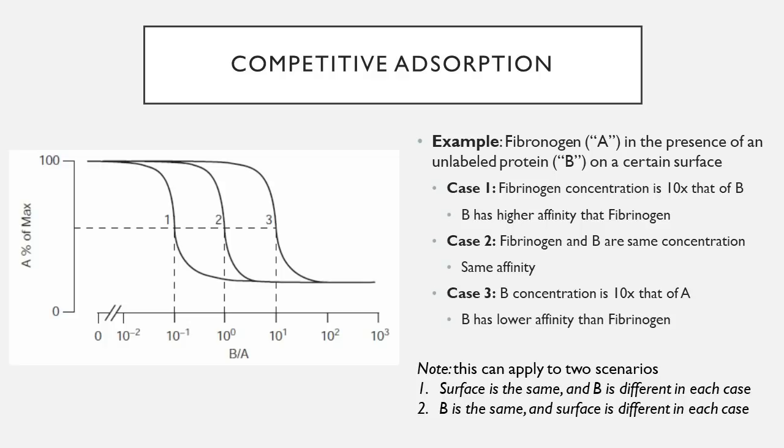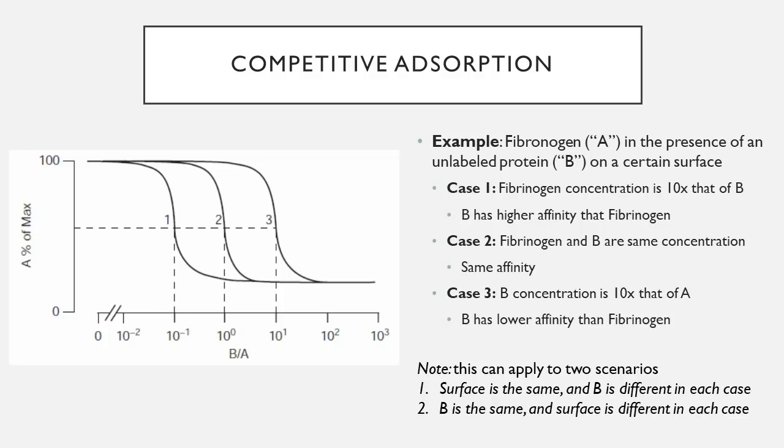Now, the number you want to isolate here is the point where the percentage of your labeled protein drops to 50%. And then you look at the ratio of the two proteins at the point that gives the 50% adsorption, and that can give you a sense of the relative binding strengths of both of those in comparison to each other. So in this particular example that I have here on the slide, we're comparing the adhesion of fibrinogen, which is protein A, with an unknown protein B to a particular biomaterial surface.